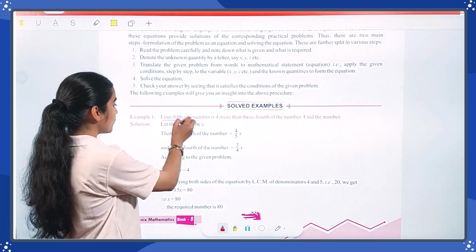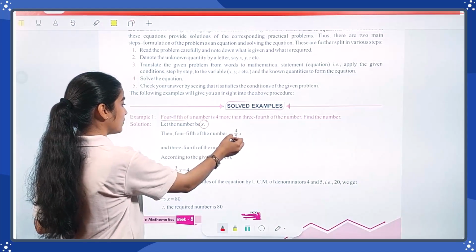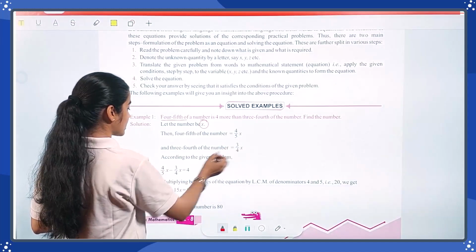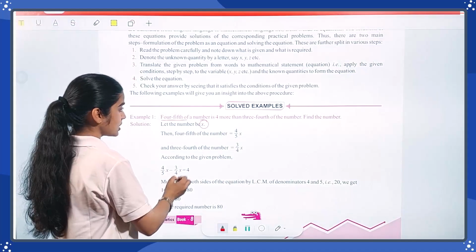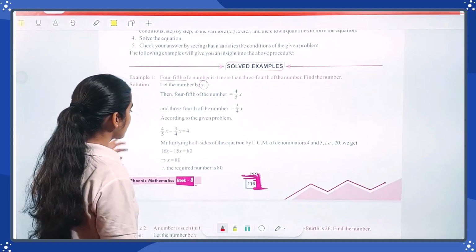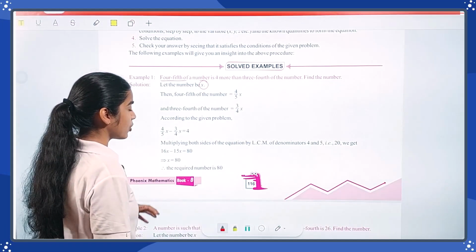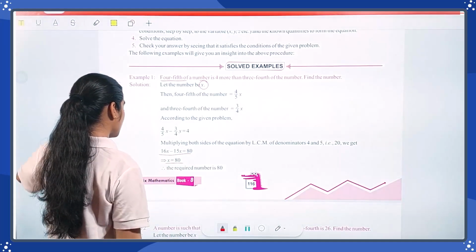So 4/5 of a number. Let's say this number is x, and then 4/5 x is 4 more than 3/4 x. So 4/5 x minus 3/4 x is equal to 4. Find the number. So multiplying both sides of the equation by the LCM of the denominators 4 and 5, which is 20, we get x is equal to 80.